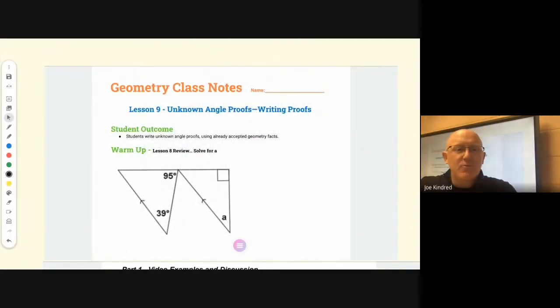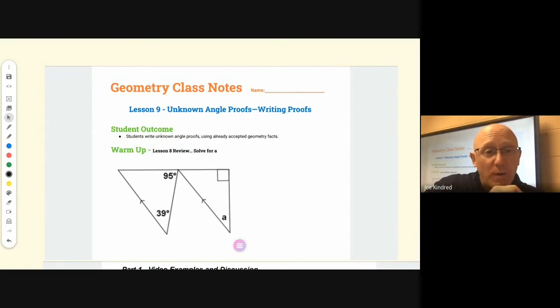All right, Geometry, Module 1, Lesson 9. The title of the lesson is Unknown Angle Proofs. It's really the first lesson where we get into actually writing formal proofs, being able to make statements and then justify those statements with facts that we already know to be true, which we worked on in Lessons 6, 7, and 8. So today we're going to, again, identify what our outcome is.